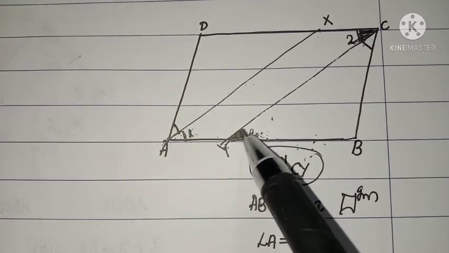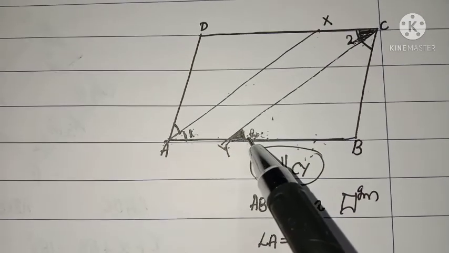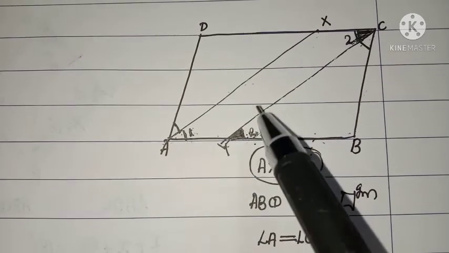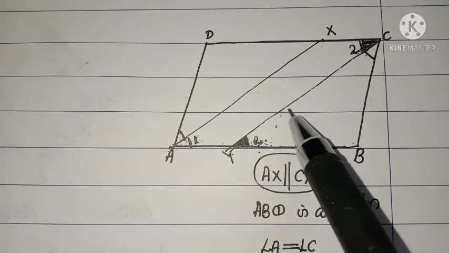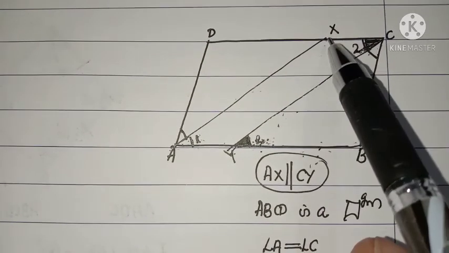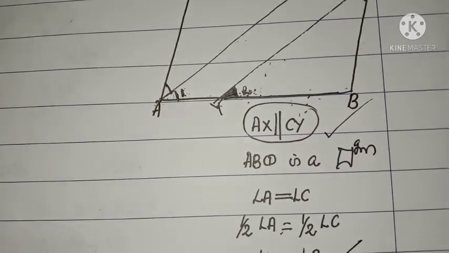Okay, these two angles are corresponding angles, formed only when the transversal AB cuts two parallel lines. Naturally, these two lines become parallel lines. So, AX is parallel to CY. So, that's our proof. Okay.